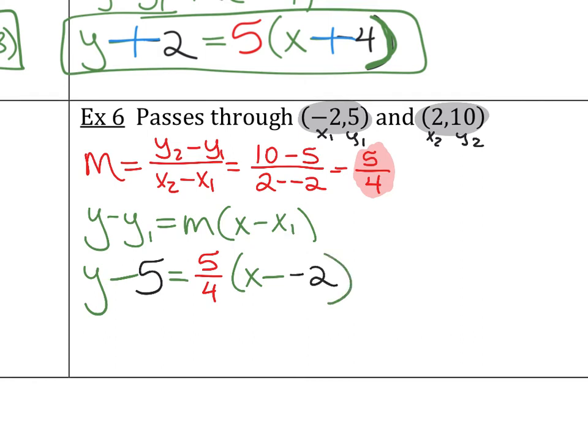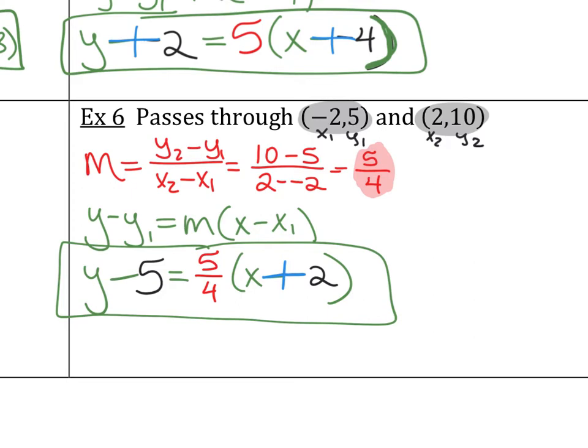And then to simplify, what do I do? Change the whole thing into a positive. Let me make sure I actually hit it right. Boom. There's my point slope form of this equation.